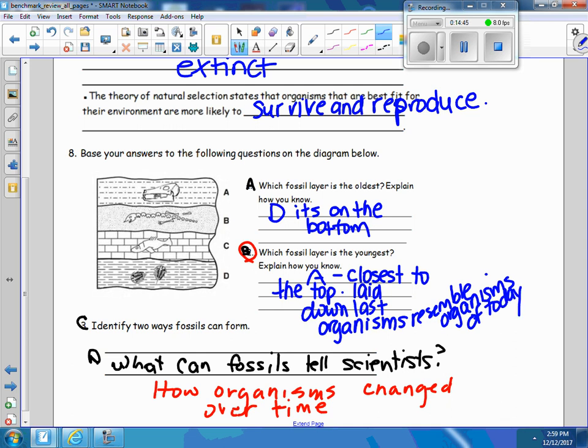Identify 2 ways fossils can form. They can form from amber, remember? Tar pits. They can form in an imprint, in a mold. We can find a bone. We can find an actual preserved organism in ice. And what does this evidence tell us? Fossils tell scientists how organisms have changed over time. I added this, so if I edit it, you should probably add this. Fossils tell you how organisms change over time.